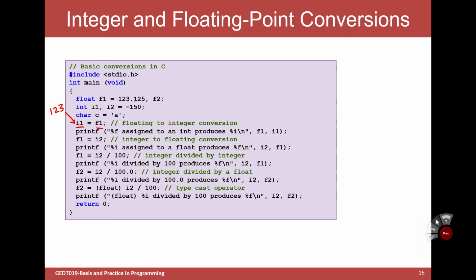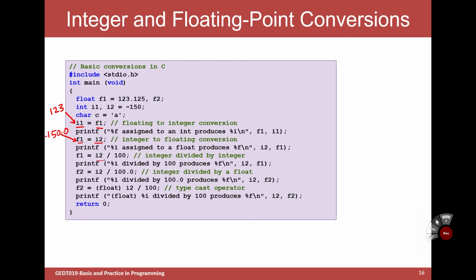How about the .25 after the point? It will disappear, and if you print the values here, you will see this output. Now, how about this one? If I say i2 is integer, and I give this one to float 1. Float 1 has this value, but I give it a new value from i2. So what will be inside f1? Inside f1 will be minus 150.0, exactly like this.